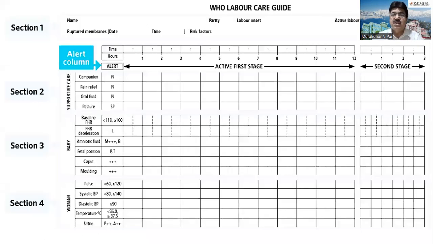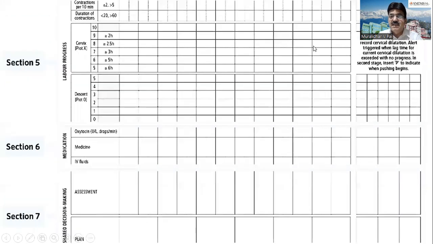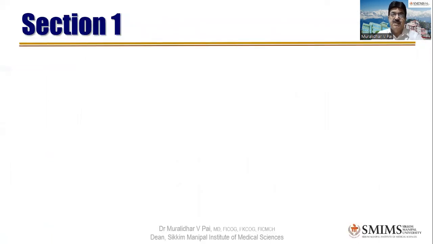As you can see now more closely, the rows are there to make the different observations, and the columns are there to note what time these things happen. And this first column is the alert column, and these talk about the timeline. So 5, 6, 7, these are the sections. As you can see here, we are talking about contractions, cervical dilatation, descent, and etc. medication.